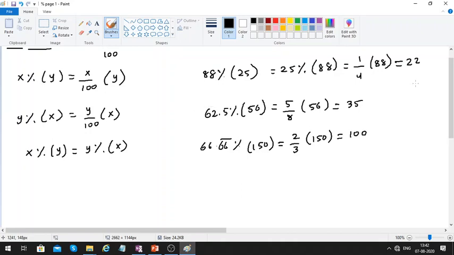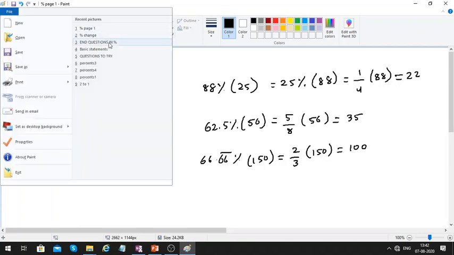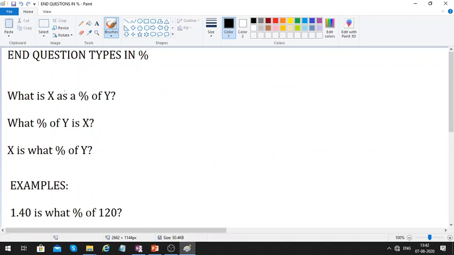Now the next thing which you are going to see is the n question types and percentage. Understanding the n question types and percentage is also very important. These are the three familiar question types in percentage which you will always be getting: What is x as a percentage of y, or what percentage of y is x, or x is what percent of y. Now all of them are actually the same question, just posed in different ways.